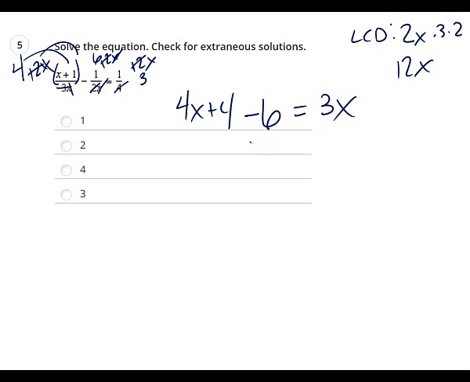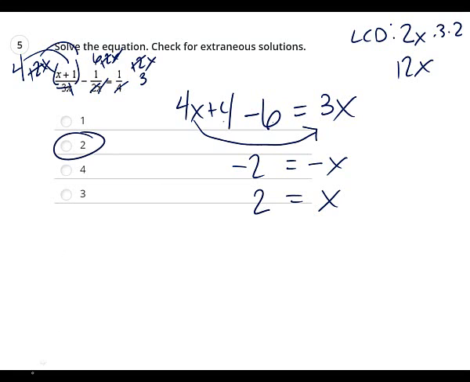I'm going to do a couple of things at once. What is 4 minus 6? -2. At the same time, I'm going to move this 4x to the other side. So how do I move the 4x? Subtract. So 3x minus 4x is? -x. Good. And we divide by a negative, so what's my final answer?